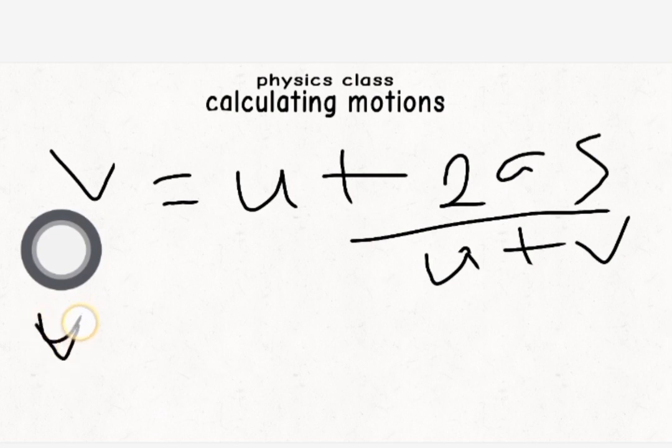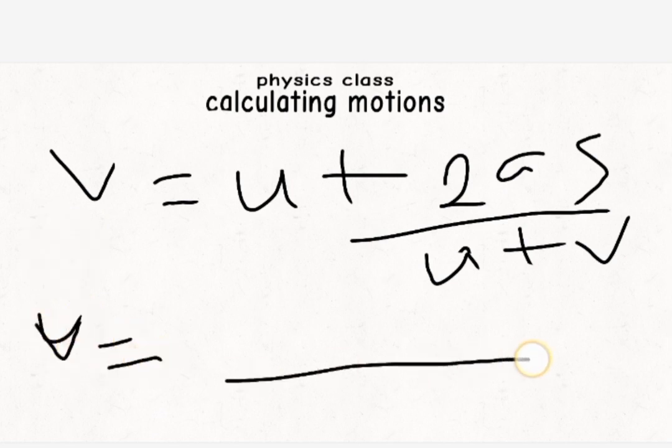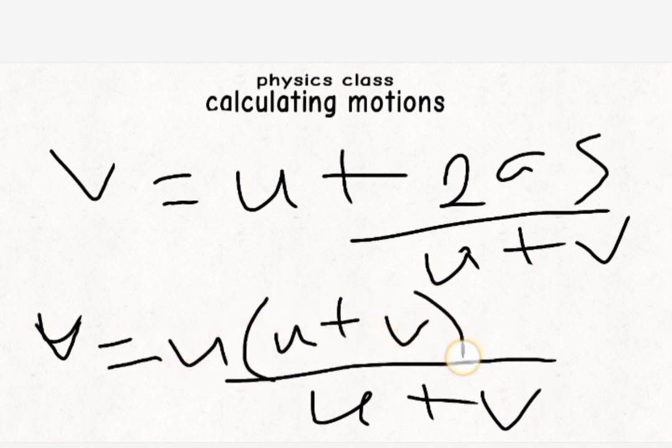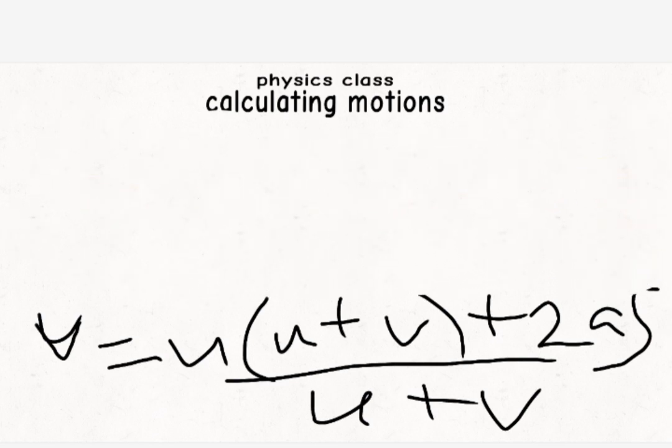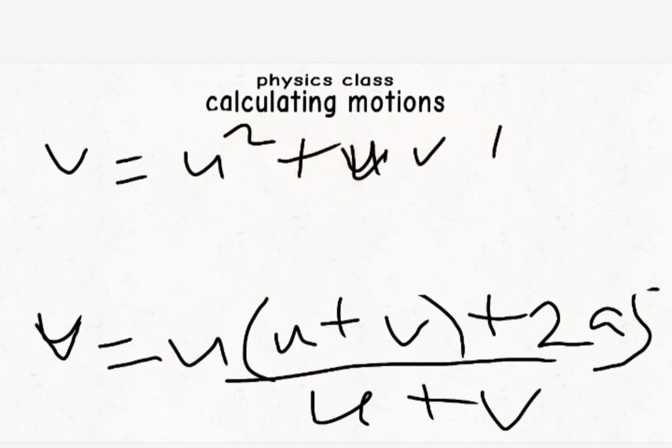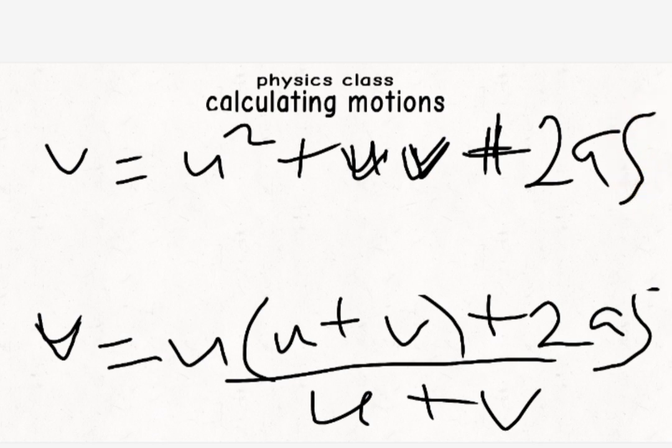So now we are trying to look for the LCM. The common denominator is u plus v. So u plus v divided by u plus v is 1, then we are using it to multiply u, and the u plus v cancels u plus v, so that we are left with 2as. Then if we expand the bracket, we have that v is equal to u square plus uv plus 2as, divided by u plus v.